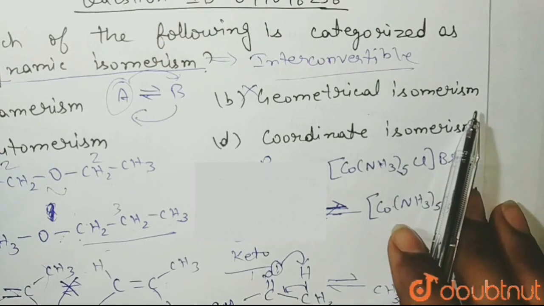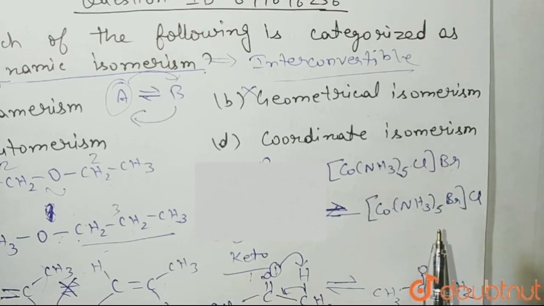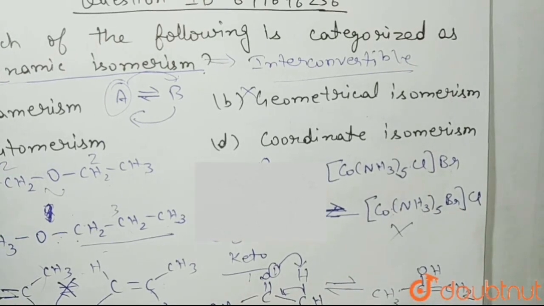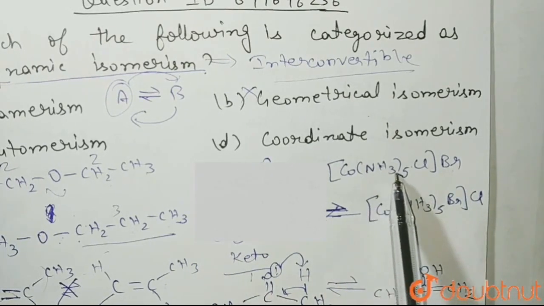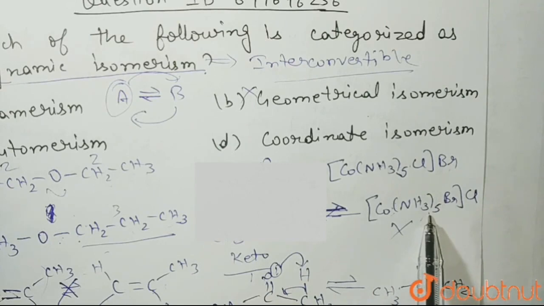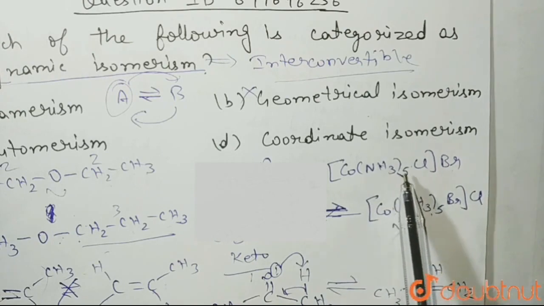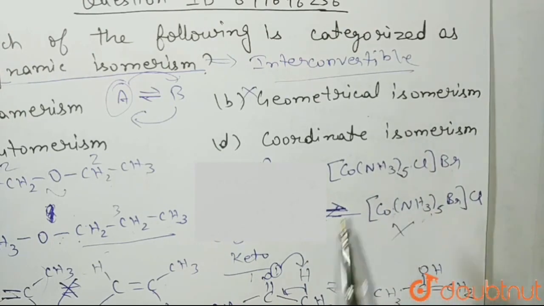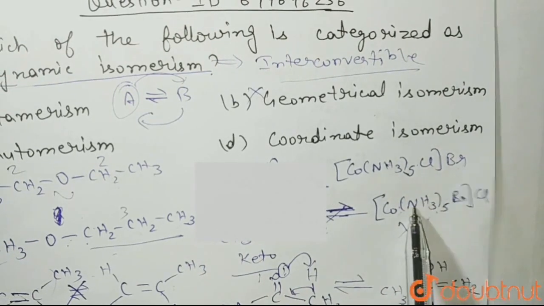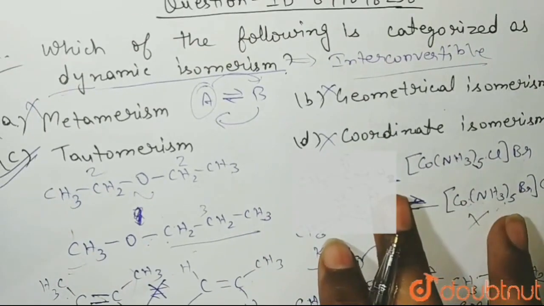What is happening in this coordination isomerism? Cl is going outside and Br is coming inside. But here, if you see, they are not interconvertible into each other. They are not in dynamic equilibrium. It's not that if you take this in solution, it can be converted into this, or anything happens in acidic or basic medium that converts this into this. This will not happen. Because they are not interconvertible, they are not in dynamic equilibrium. D is the incorrect answer as well. So your correct answer is C, tautomerism.